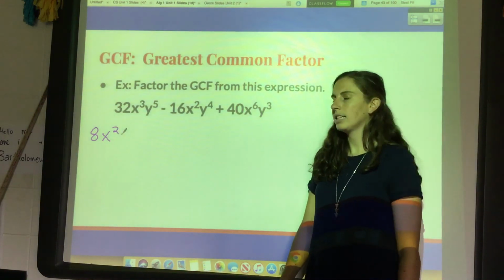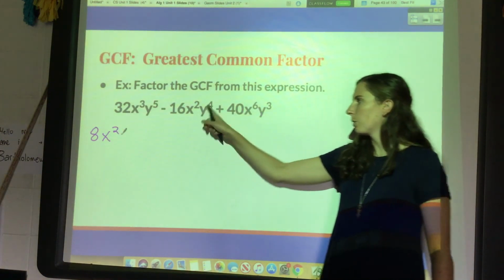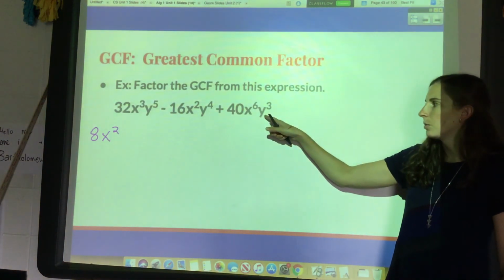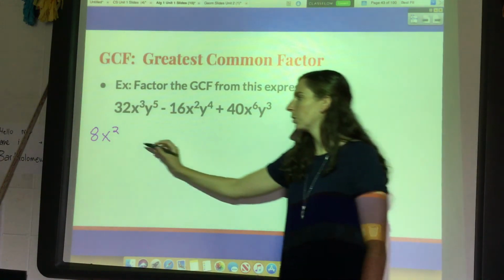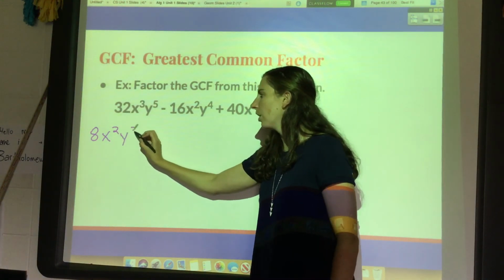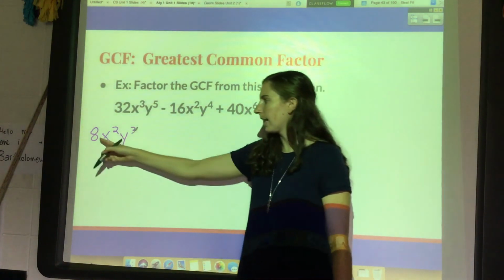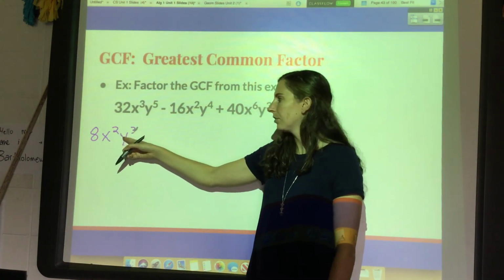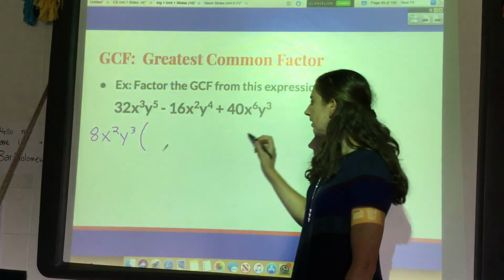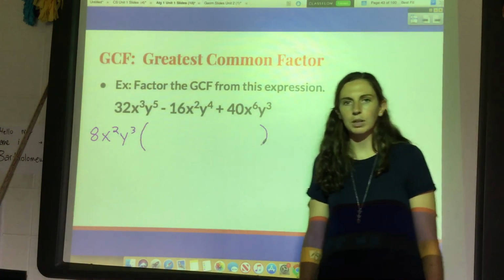And as far as the y's go, this is y to the 5th, y to the 4th, and y cubed. So the most that I could do is y cubed, because that's all that this one has. So this, 8x squared y cubed, is my GCF. In parentheses, I'm going to write down what's left.